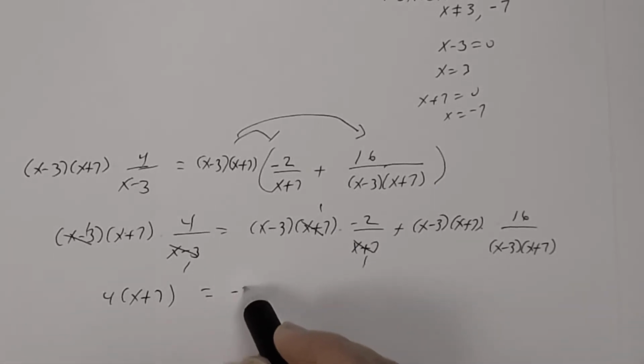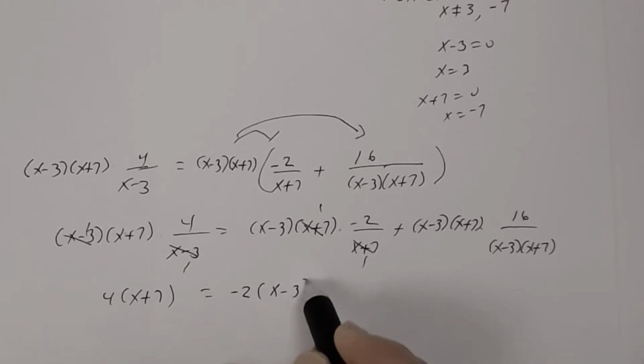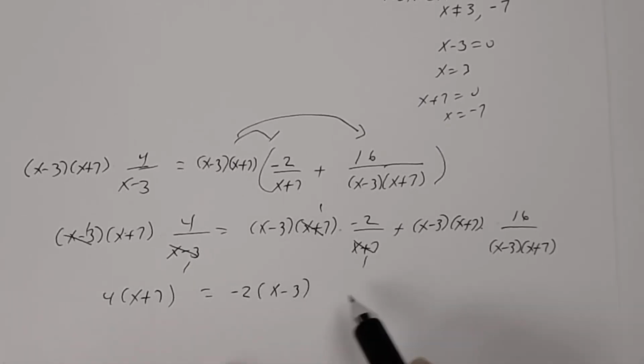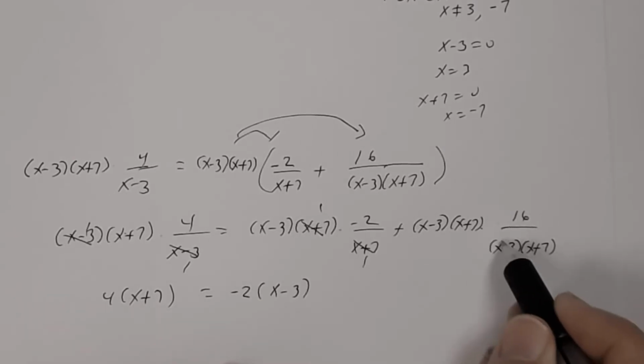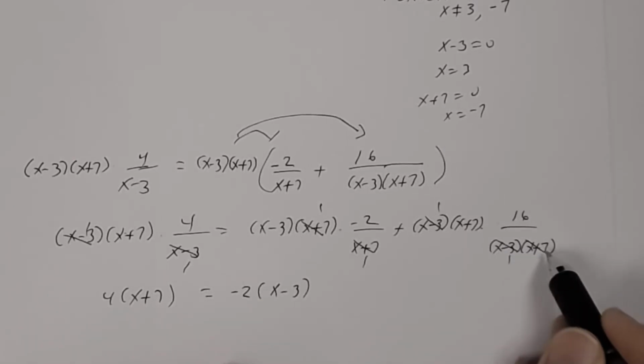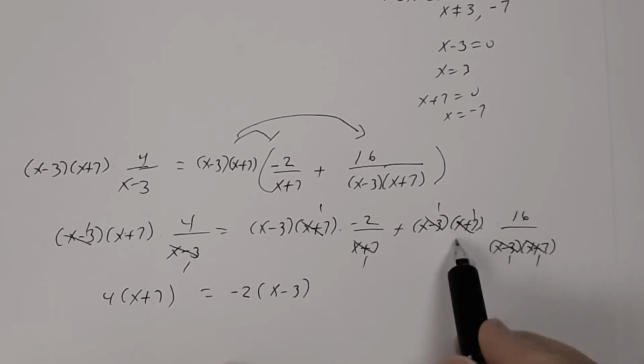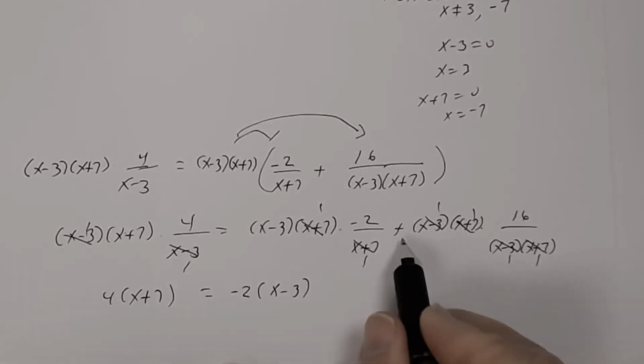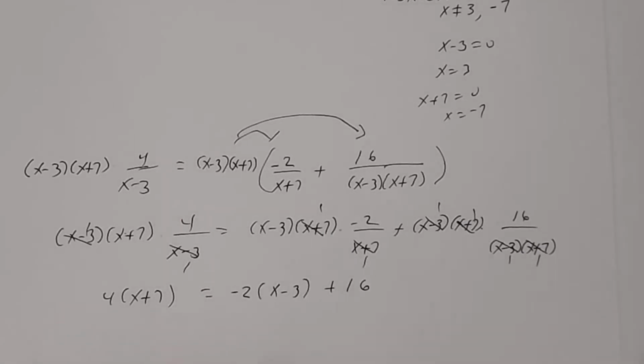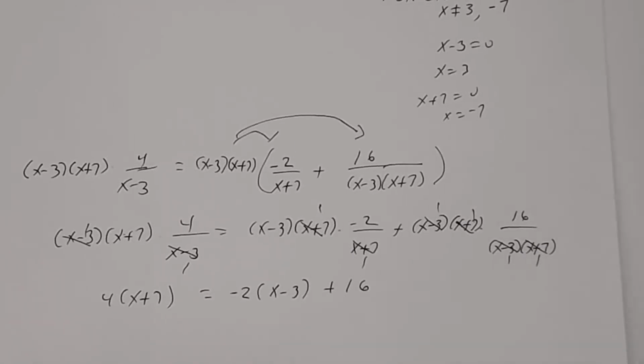So I'm going to rewrite this as negative 2 times x minus 3. Don't forget parentheses. Parentheses are important. And over here, both of these factors divide out. And you have 1 times 1, and that's just 16. So 1 times 1 times 16 is 16, so that's plus 16. Okay, so notice. I want you to notice something.